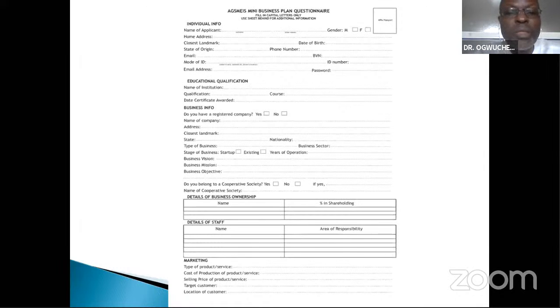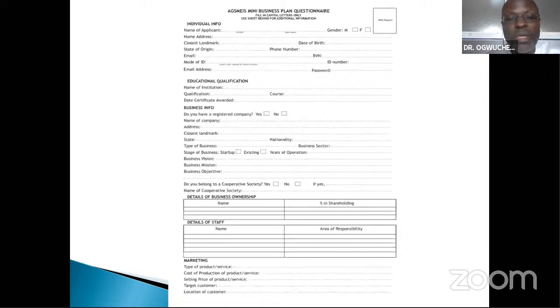Then the address of the company. Give us the address of the company. If you don't have an address, you can give us your home address, and then of course the landmark also. Then state. This one will be the state where the business is located, not your state of origin. Now, the nationality, your nationality, type of business. What type of business are we looking at? Then business sector.